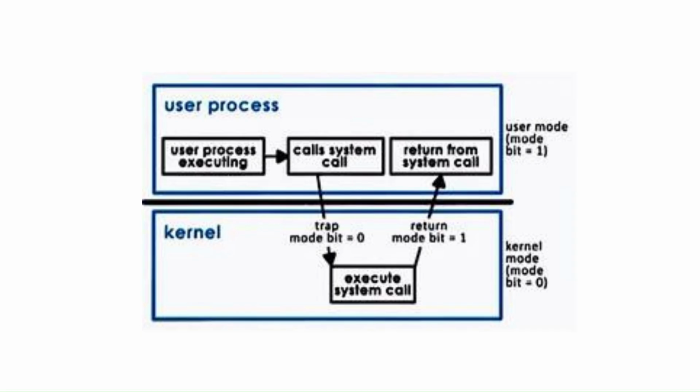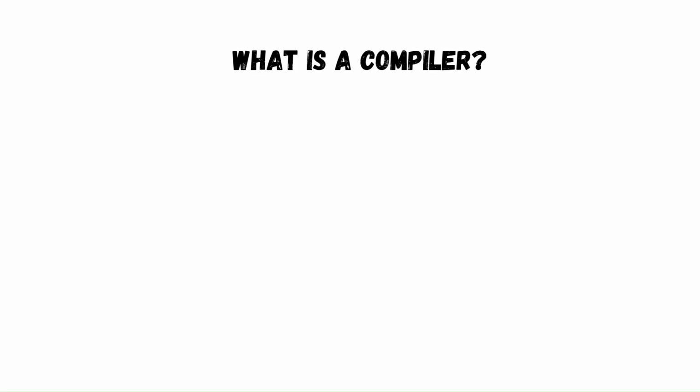When a user process needs privileged operations, it makes a system call, triggering a mode switch to kernel mode, with bit equals to 0. When the OS executes the request, after execution, control returns to user mode, with bit equals to 1, to continue normal execution. This is all about the picture.